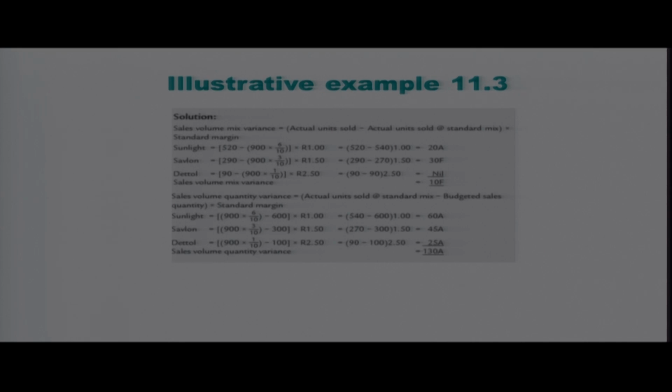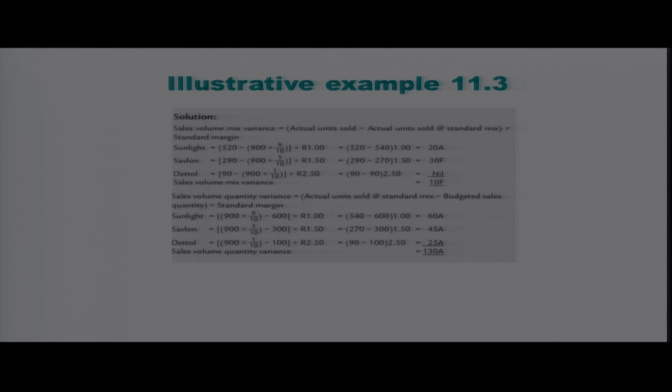So the total there will be a 20 unfavorable plus a 30 favorable, which will then give us the sales volume mix variance of 10, which is favorable. And then for the sales volume quantity variance, the formula will be actual units sold at standard mix minus budgeted quantity multiplied by the standard margin.